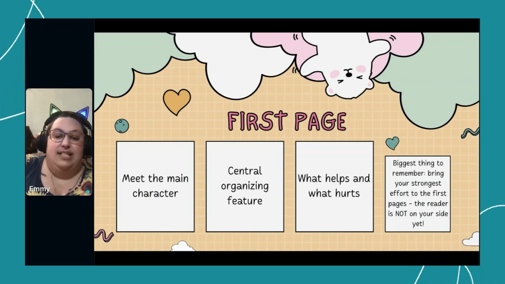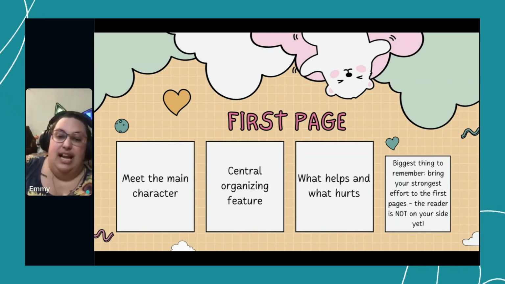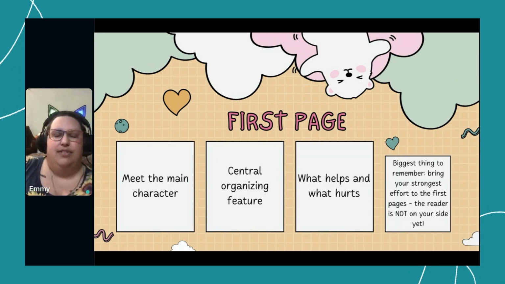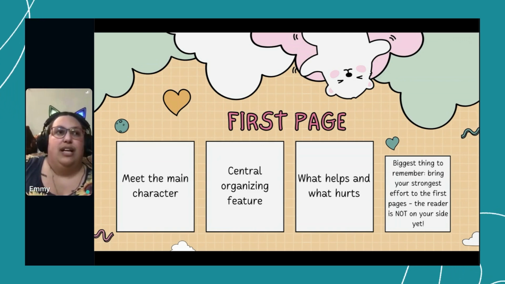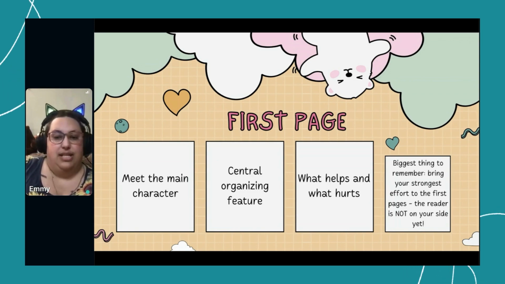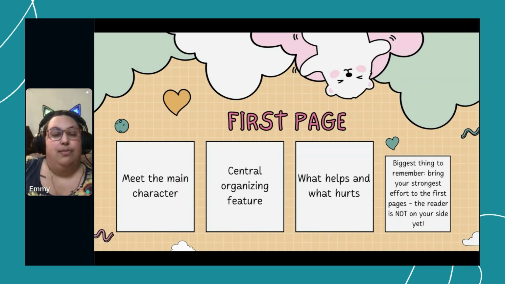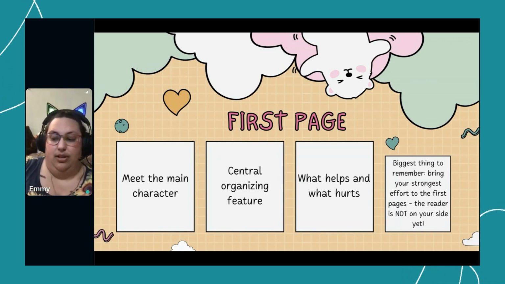The third thing is related to the first two things. There are lots of different ways to phrase this, and I've never really come up with one that fits the best for me, but I'm working on it. This is the closest I've come so far, which is what helps and what hurts. So in any novel, book, story, whoever your main character is, they're going to have certain skills and life circumstances that are going to help them get to the end of the book, and they're going to have certain things that are going to hurt them in getting to the end of the book.